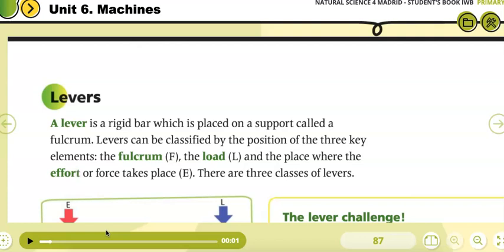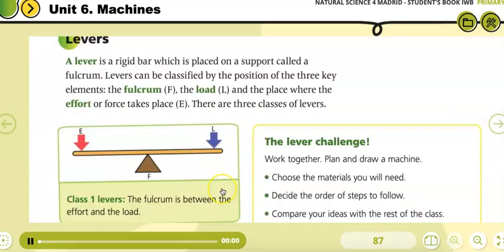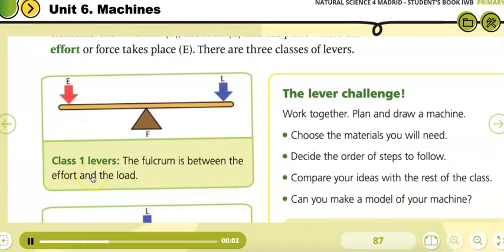Now, can you tell me, how do we classify them? By the position, or location. So now, let's look at class 1 levers. Who wants to read this for me? Good. The fulcrum is between the effort and the load. So before we start, it says the fulcrum is between the effort and the load in class 1 levers.